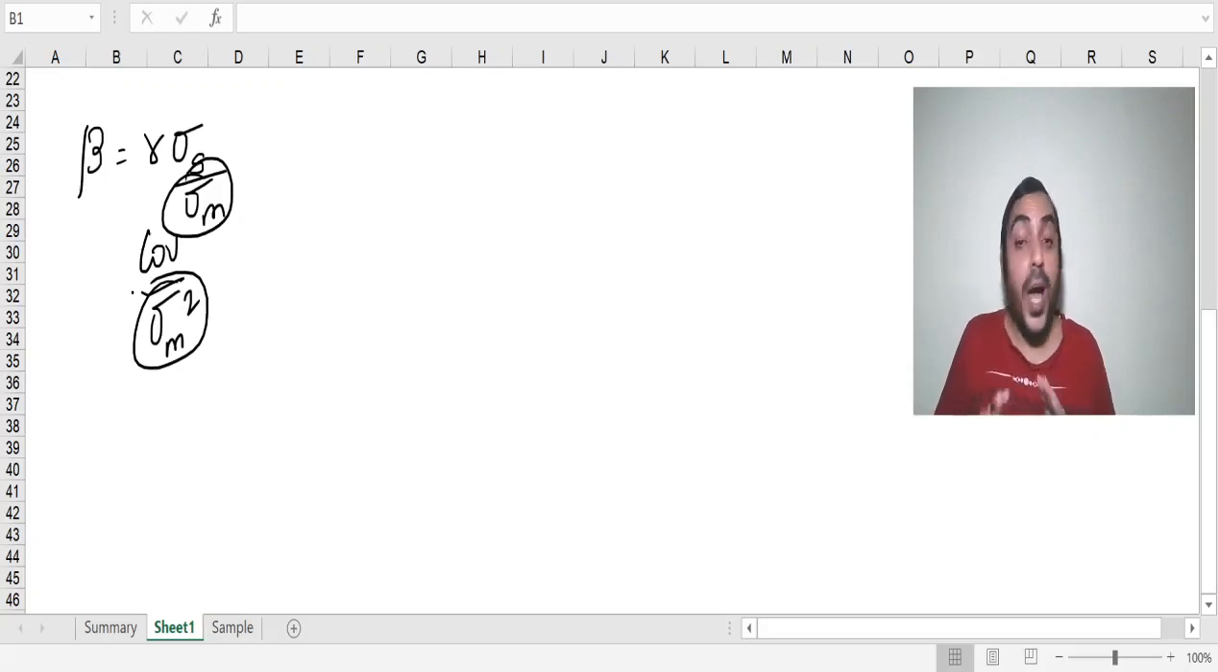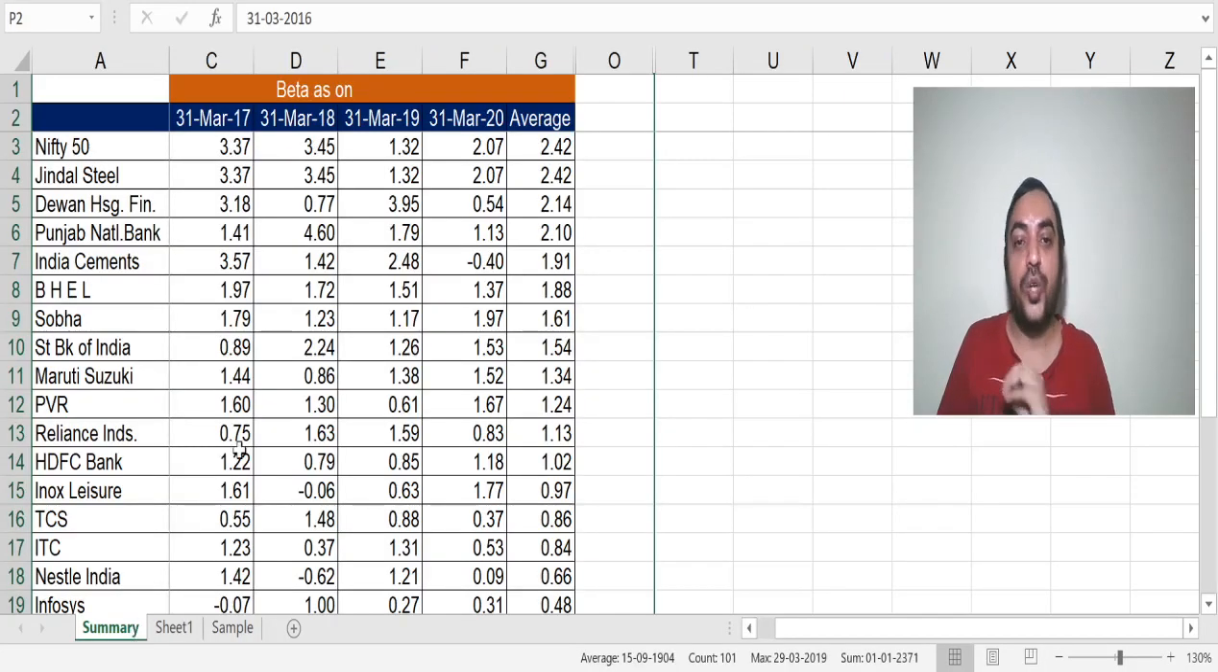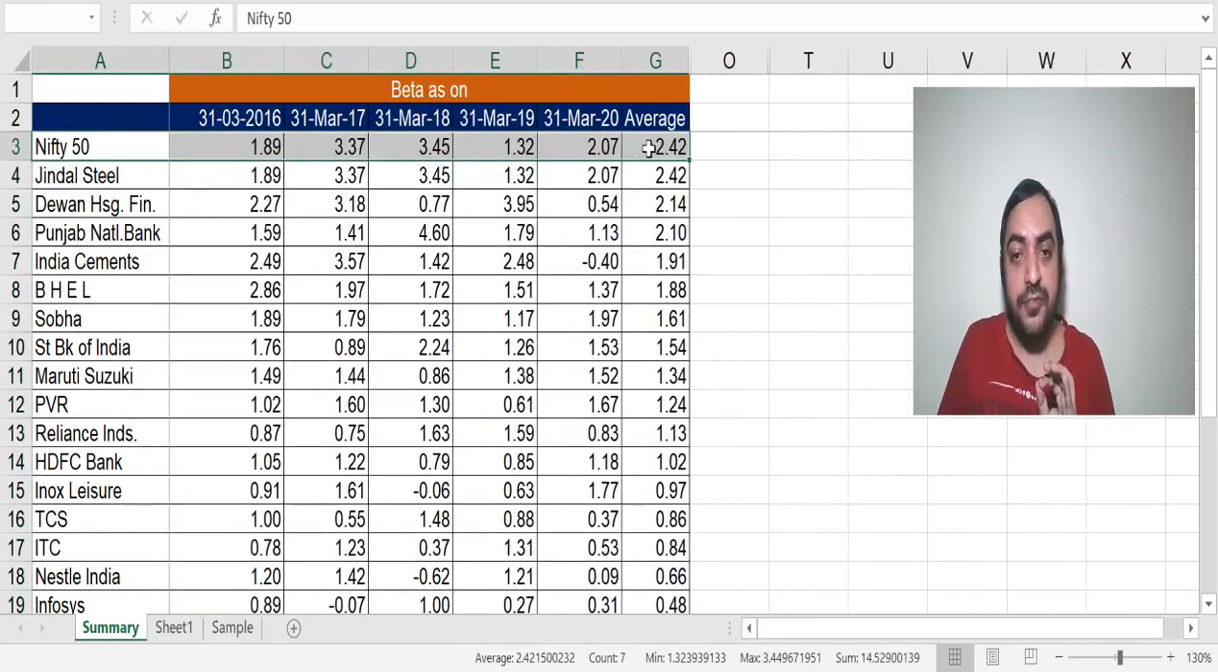Now I'm not going to solve the problem from an exam point of view. Instead, let me take some practical aspects. So I have done it for you. Take a look at this. I have taken Nifty 50 as the market. You can see I'm highlighting it here, highlighted in yellow there.